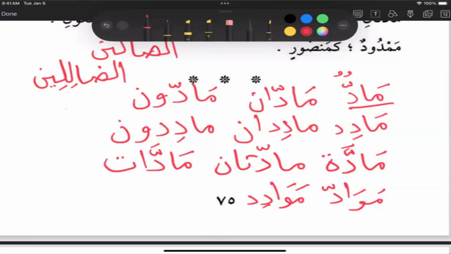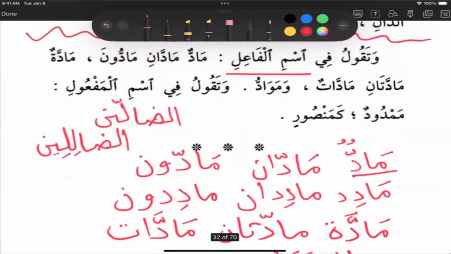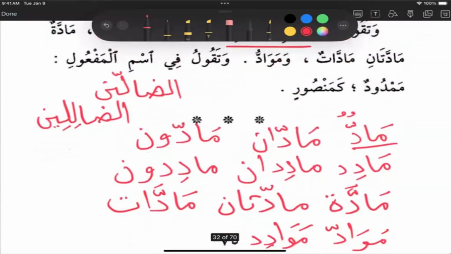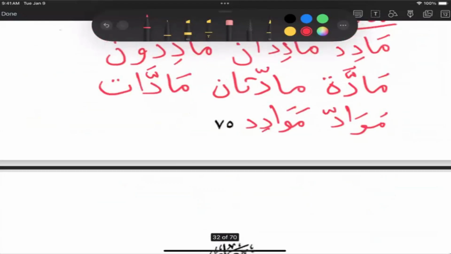Yes. And what else here? وتكون في اسم المفعول ممدود كمنصور. So in the ism maf'ul, you're going to say mamdud. For sure, you're going to break those dals apart, because you're going to put the waw between it. Or maf'ul. Wallahu a'lam. Allah knows best.